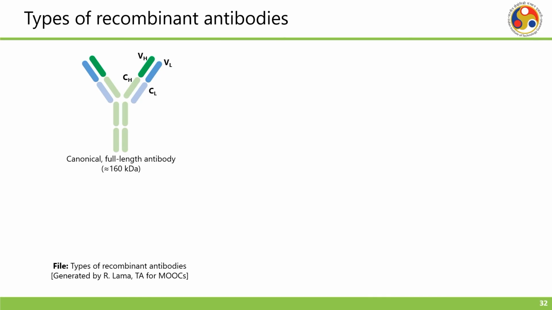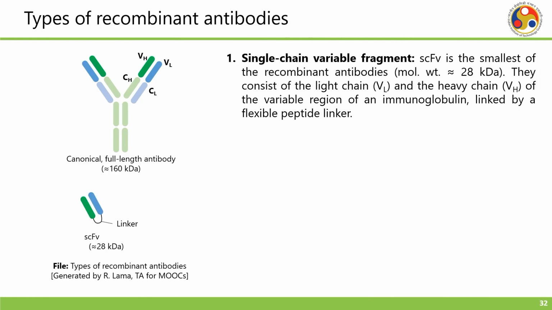This is a canonical figure of a full length antibody, roughly around 160 kilodalton. You have the variable heavy chain and variable light chain, and constant heavy chain and constant light chain over there. So, we have single chain variable fragments. The single chain scFv is the smallest of the recombinant antibodies, with a molecular weight around 28 kilodalton.